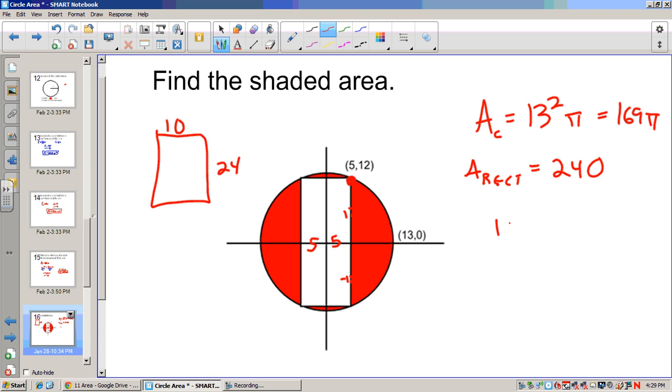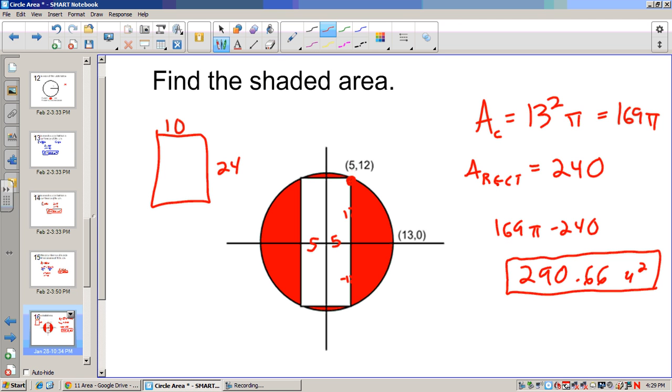So now I just have to subtract 169 pi minus 240. Now if I did that on my calculator, 169 times 3.14 would give us 530.66. Now I just subtract out 240 from that, and I get 290.66 square units. And that will be my shaded area here.